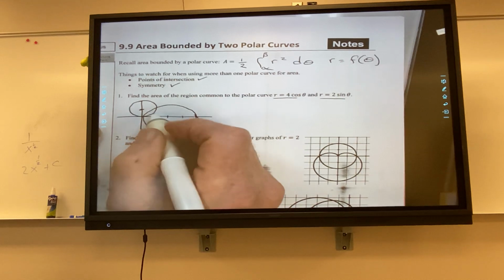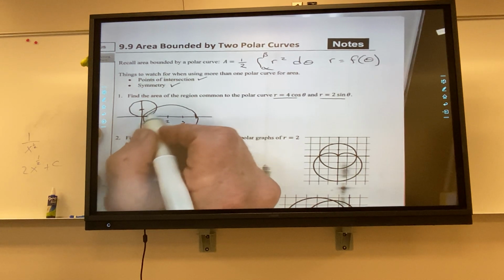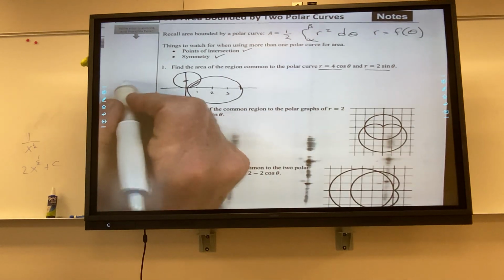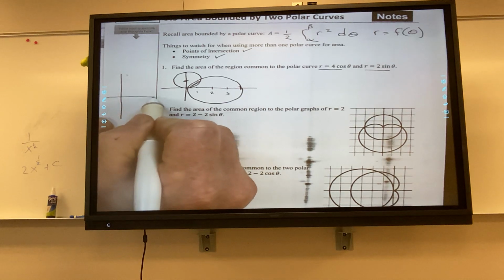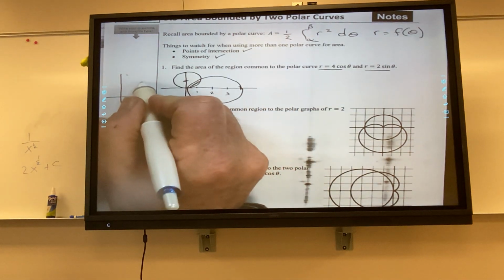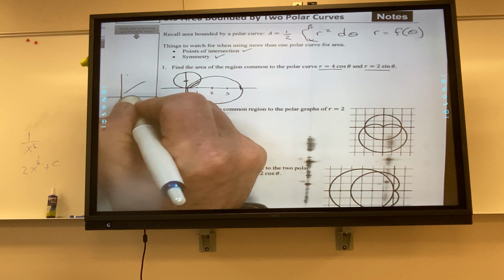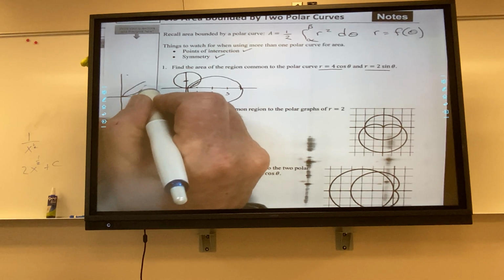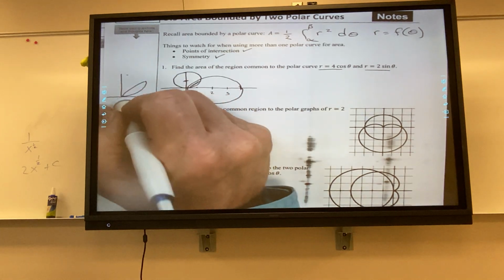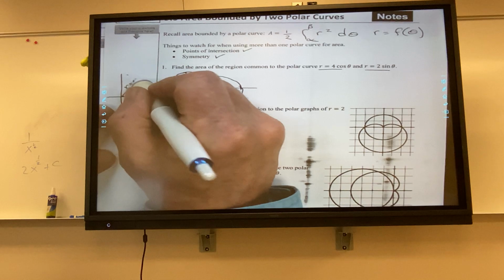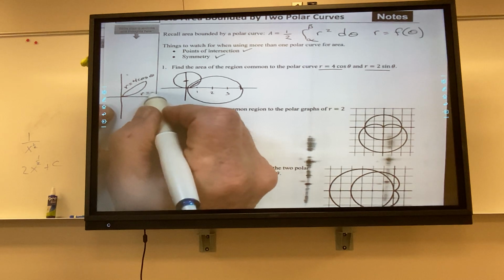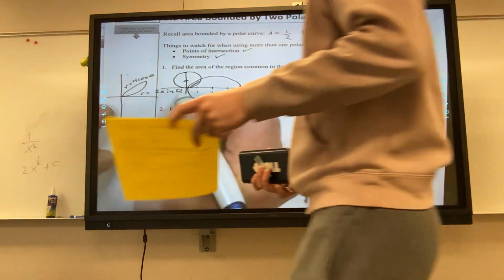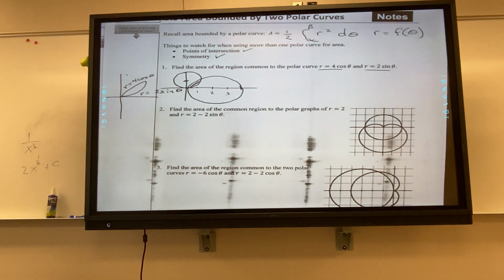And so we're talking about this area right here. And so I'm going to blow that up, and it's going to look like this. So this side of the equation is R equals 4 cosine theta, and this side of the equation is R equals 2 sine theta. Super. Are we okay with that?